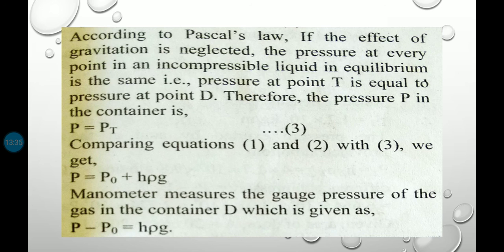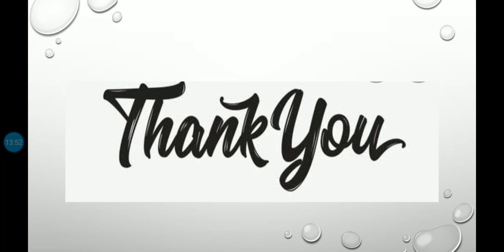Comparing equations 1 and 2 with equation 3, we get P is equal to P0 plus H rho g. The manometer measures the gauge pressure of the gas in the container, which is given by P minus P0 is equal to H rho g.